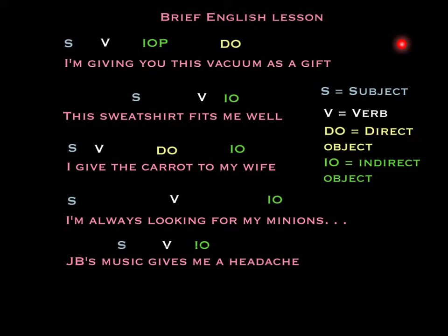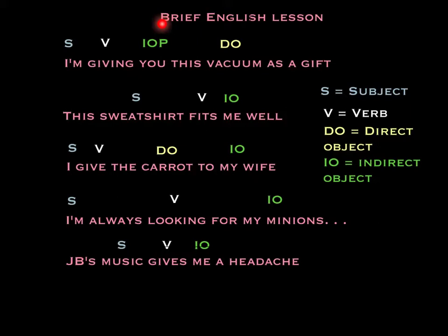And then finally we have the indirect object, which is the thing that we're going to really be focusing on today. And the indirect object really refers to whom or for whom is the object. So let's look at our first sentence. I'm giving you this vacuum as a gift. The person doing it is I. The action is giving. The thing that is being given is the vacuum. And the person that it's being given to is you. So that would be our indirect object.